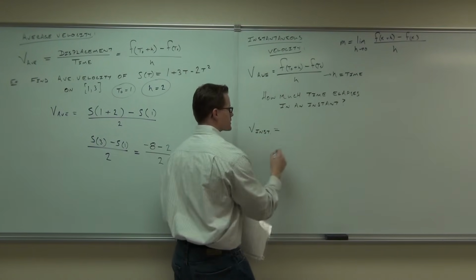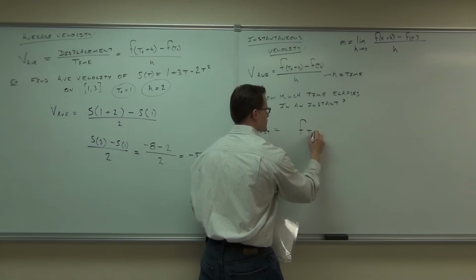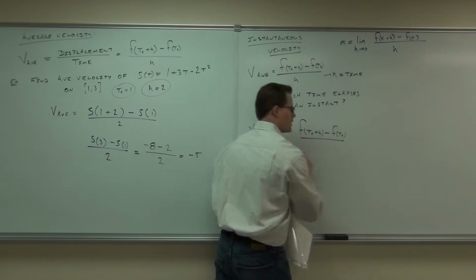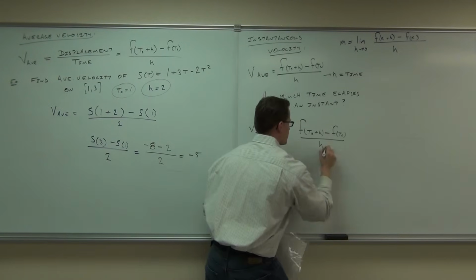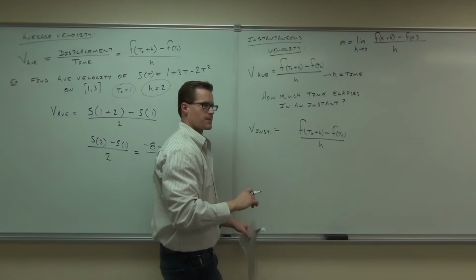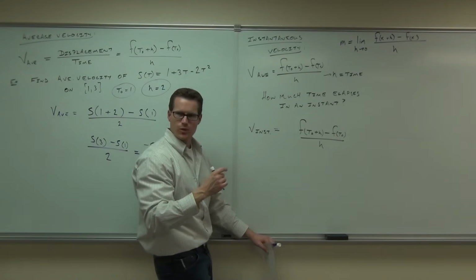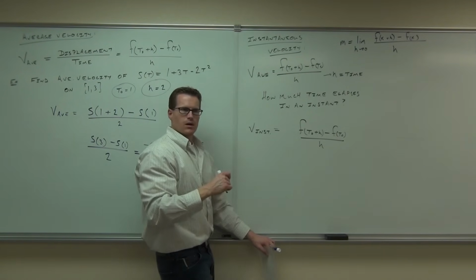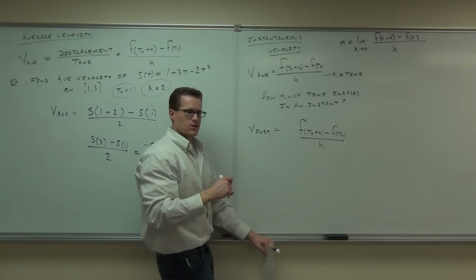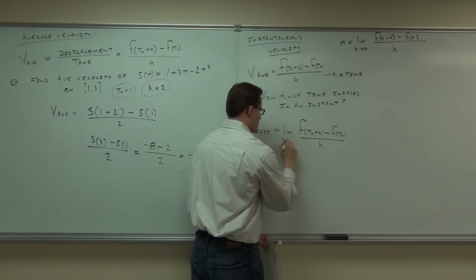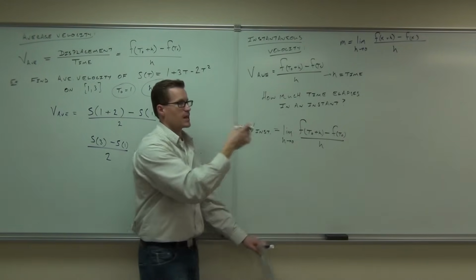How do we make it instant? I know that this was the average velocity. This was a slope between 2 points. What do I want to have happen to the h if I'm talking about an instant? Where's it going? And what's the only thing that will allow me to let h approach 0? So I'm going to take a limit. That is instantaneous velocity.